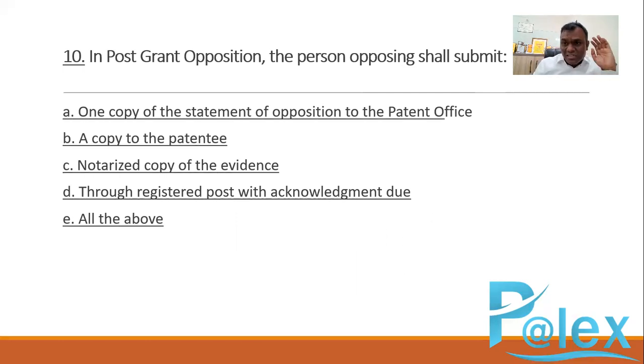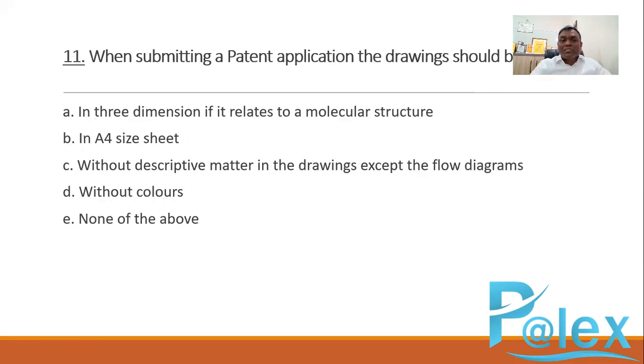Now the answer to this is all A, B, C, D, E actually. This is under section 25(2), if you go through the proceedings for the post grant opposition and the matters related to that and the concerned rules, then you would see that all these things are correct in case of post grant opposition.